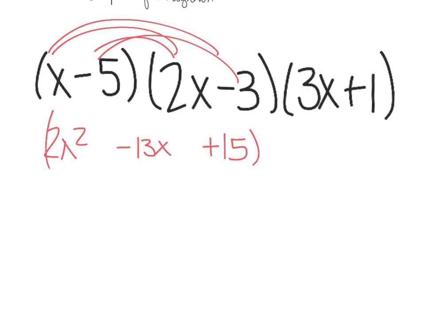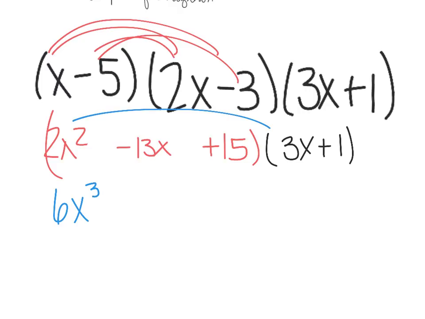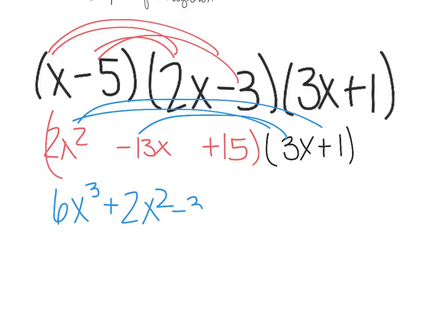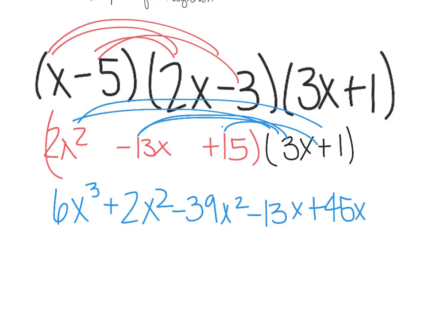And now I'm going to multiply all of that times 3x plus 1. 2x squared times 3x would be 6x cubed. 2x squared times 1 would be 2x squared. Negative 13x times 3x would be negative 39x squared. Negative 13x times 1 would be negative 13x. 15 times 3 is 45x. And then 15 times 1 would be 15.